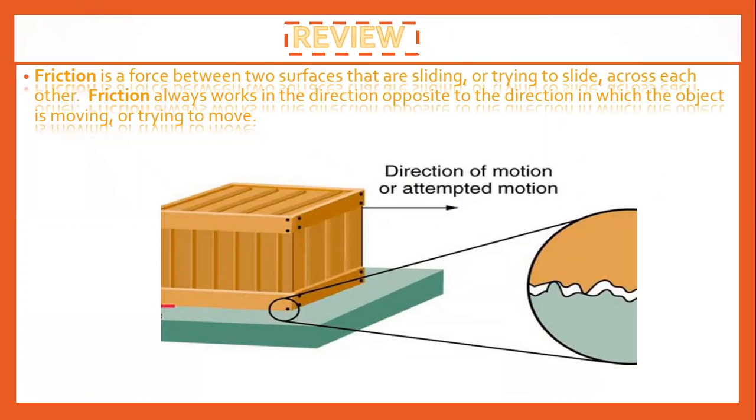Friction. Friction is a force. This is also a type of force between two surfaces that are sliding or trying to slide across each other. Friction always works in the direction opposite to the direction in which the object is moving or trying to move. You see that this is a rough surface and this one is the flat or smooth surface.